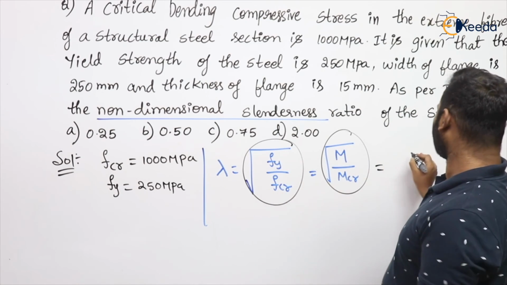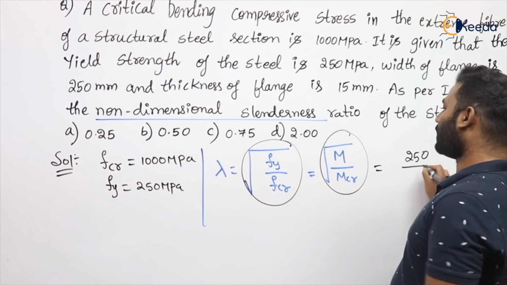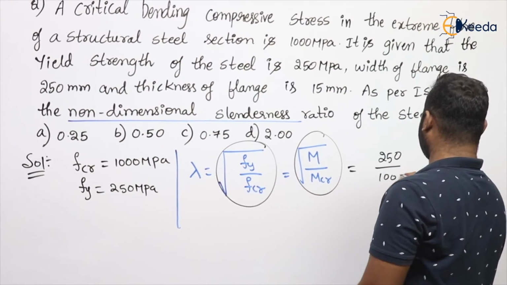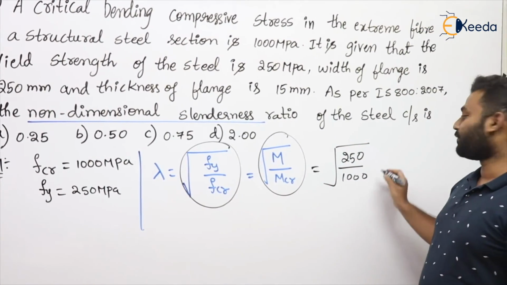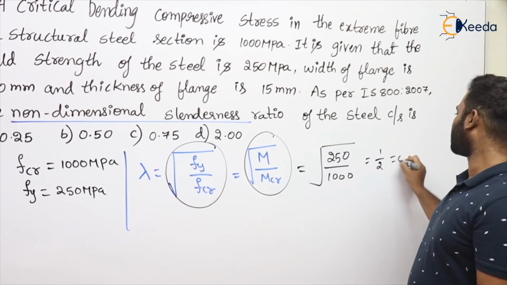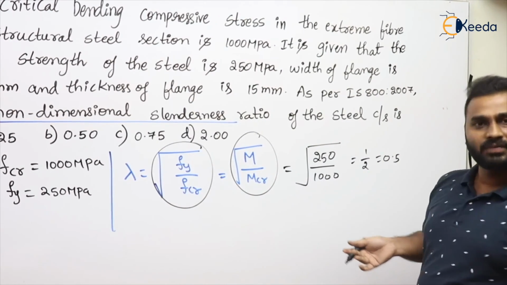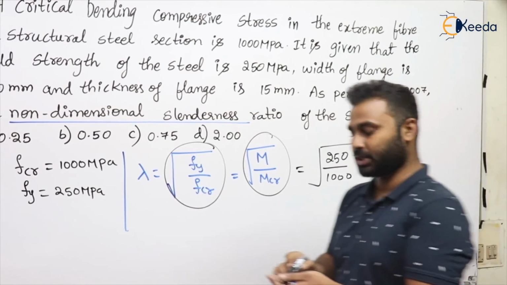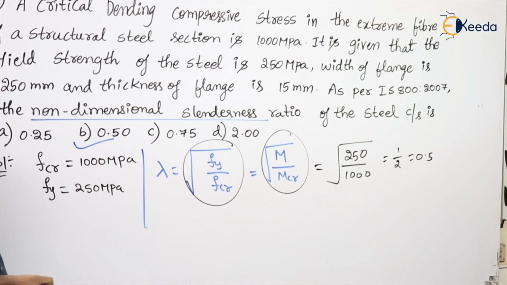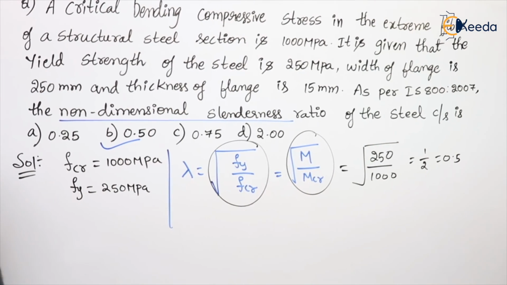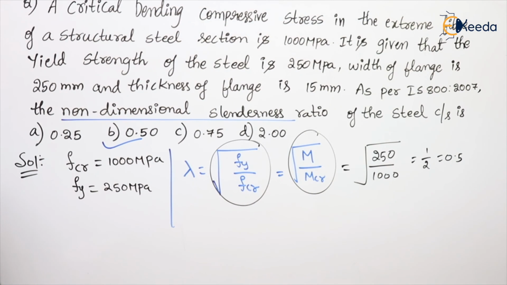So what is Fy? 250. And what is FCR? 1000. Under root, it is 1 by 4. So under root 1 by 4 is 1 by 2. So finally it is 0.5. That's it. As I said, very easy. What is the option here? Option B is the correct one. As I said, we can easily score 2 marks from this. This was a 2019 GATE question. Take it down.